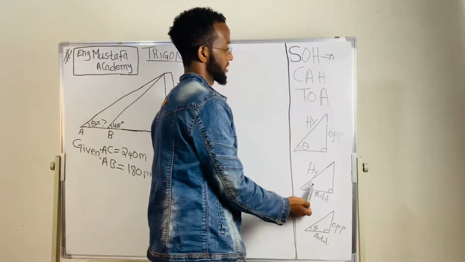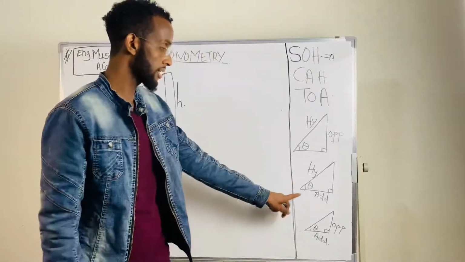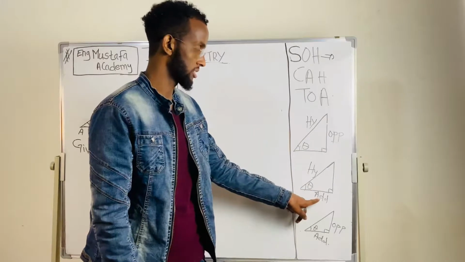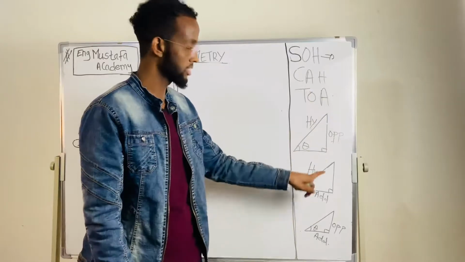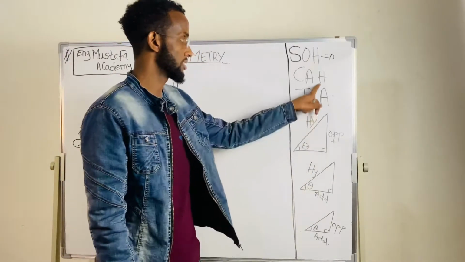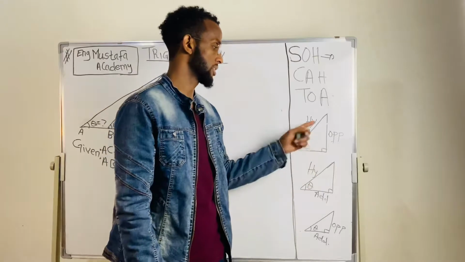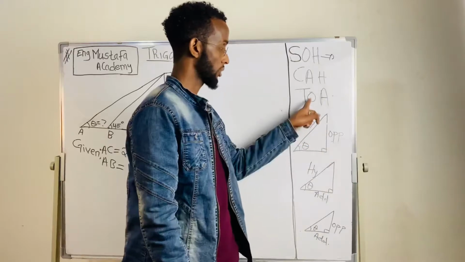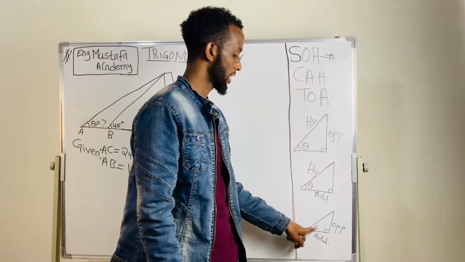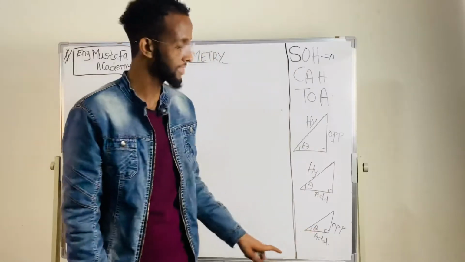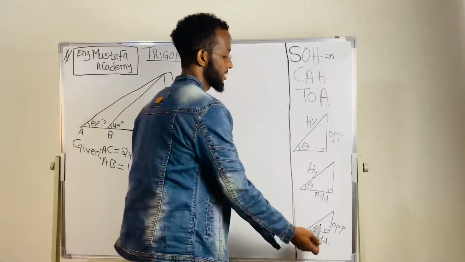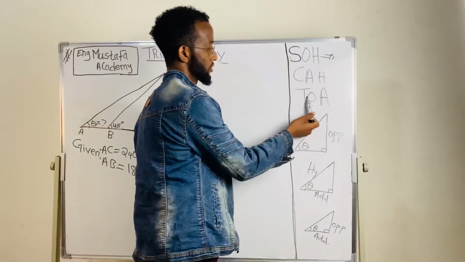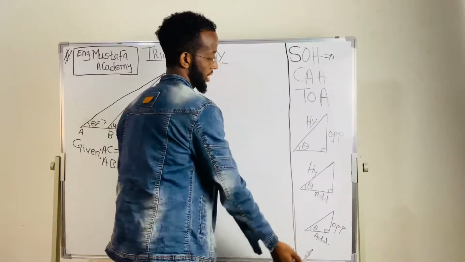Also, same as this. Here is cosine. For cosine, we need to find this theta. Then what do you use? Adjacent. I use this A to represent adjacent and this H to represent hypotenuse, same as sine here. And also this tan. This one I call it TOA because we are going to find this theta, and this theta is opposite over adjacent. That's why I call it TOA. O is for opposite and A is for adjacent.